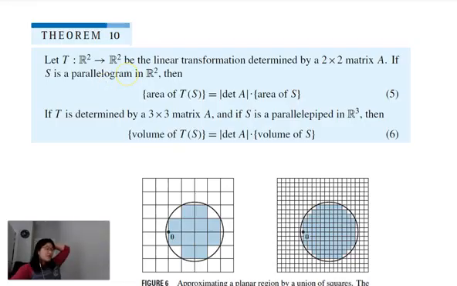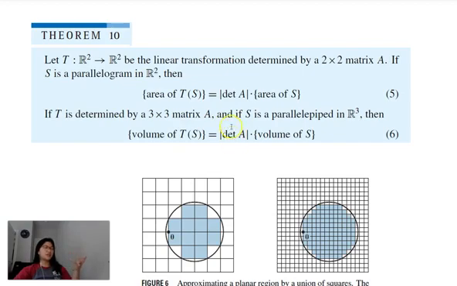So, if you have a linear transformation with a 2 by 2, so you're looking at R2, and you have a parallelogram S, then the transformation T on S is going to be equal to the area of S times the area of the parallelogram defined by your transformation. So it's like scaling the area of what you have already. And that makes sense, right?